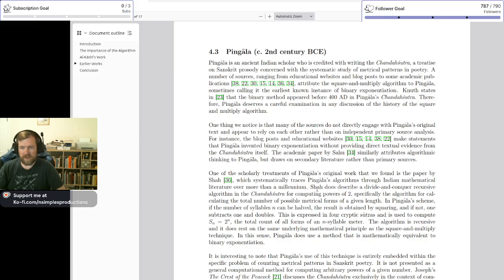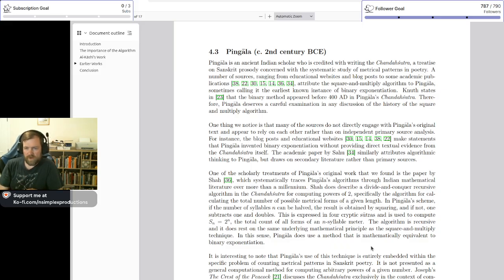Shah does describe a divide and conquer recursive algorithm in the Chanda Sutra for computing powers of 2, specifically the algorithm for calculating the total number of possible metrical forms of a given length. In Pingala's scheme, if the number of syllables n can be halved, the result is obtained by squaring. And if not, one subtracts 1, then doubles. This is expressed in 4 cryptic sutras and is used to compute s sub n equals 2 to the n, the total count of all forms of n-syllable meter.